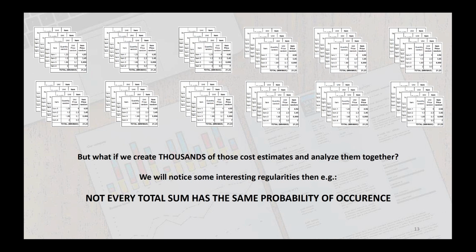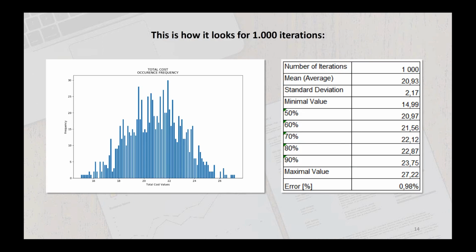But what happens if we prepare thousands of these cost estimates, each time taking random numbers for each position? This is the moment when we can say that the magic happens, because not every total sum has the same probability of occurrence. Please have a look. This is the histogram exported from my application, which shows how it looks for 1000 iterations of our cost estimate.